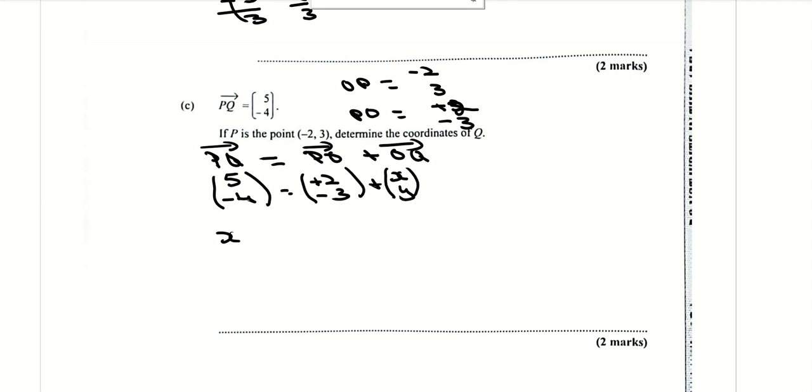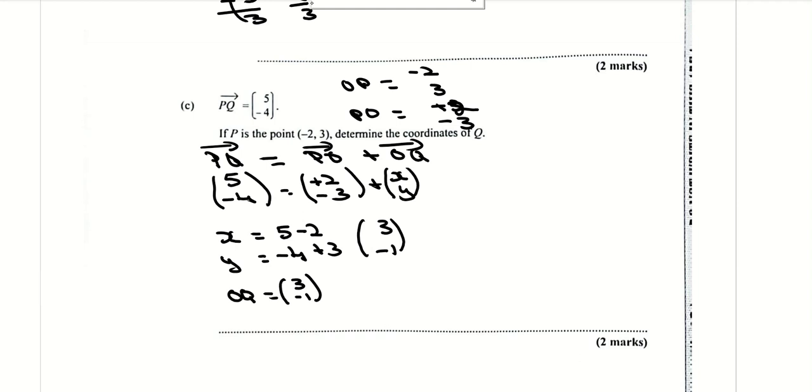Alright, so x would be equal to 5 minus 2 and y would be equal to minus 4 plus 3. So 5 minus 2 is 3, and this is minus 1. So OQ is equal to (3, -1). The value on top is my x, the value at the bottom is my y. So OQ is equal to (3, -1), and that is the answer for this question here.